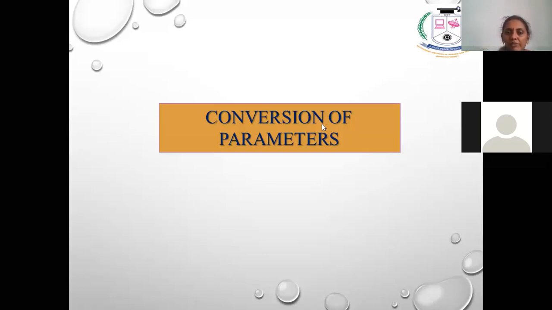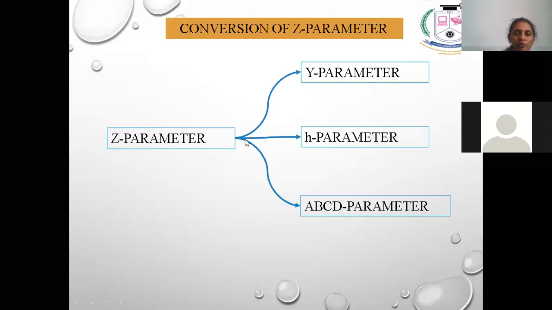So we will start with the conversion of the parameters. We are aware of four parameters. Now we will be starting with the interconversion of the parameters. First we will start with the Z parameter. First we are going to deal with conversion of Z parameter. Z parameter will be converted into Y parameter, H parameter, and ABCD parameter. So you will have simple substitution formulas. We will be rearranging and finding out the values for Z parameter.